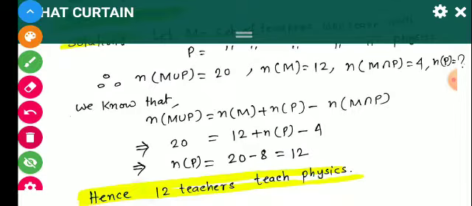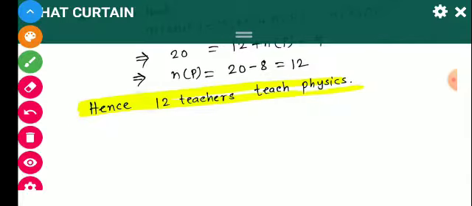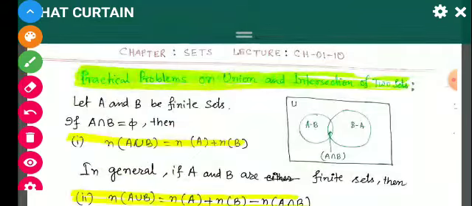This is the answer. Now this much we learned today about practical problems of union and intersection of two sets.